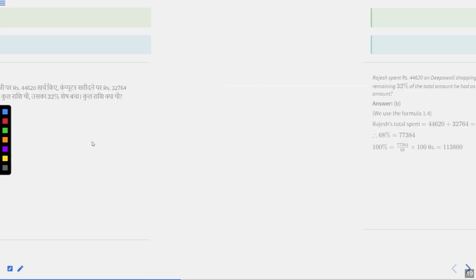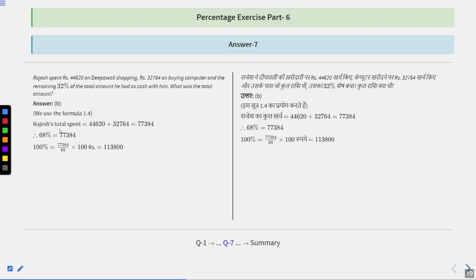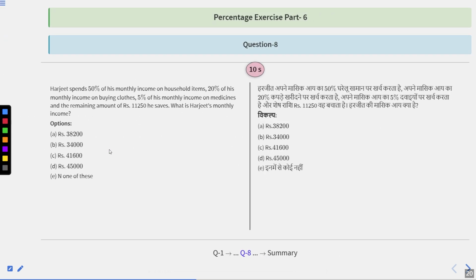Now time's up. Let's see the solution. Rajesh spent 44,620 on shopping and 32,764 on the computer. So the total amount will be 77,384. This amount equals 68%, because 32% will be the remaining amount. So if 68% equals 77,384, what will be the 100%? Divided by 68 multiplied by 100, we get 1,13,800. Next question.